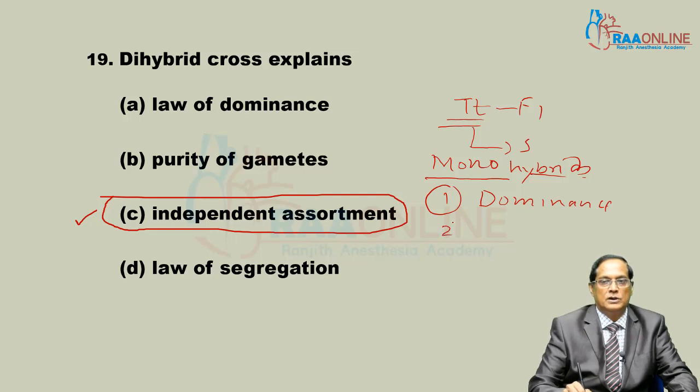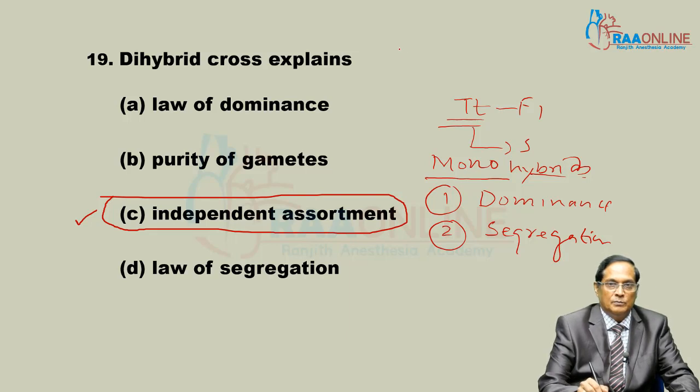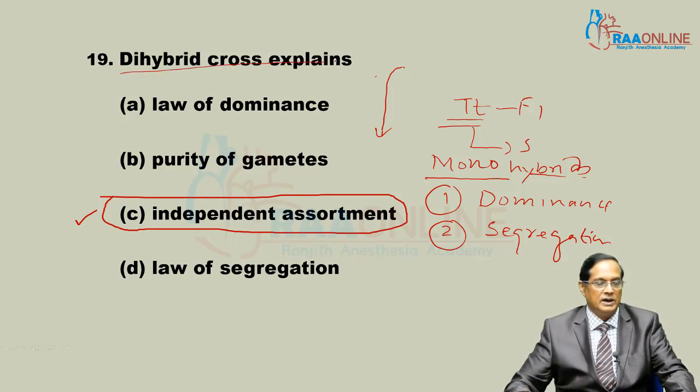And number 2 is segregation. These 2 laws can easily be studied by monohybrid. But if you want to study independent assortment, then minimum cross required is dihybrid.